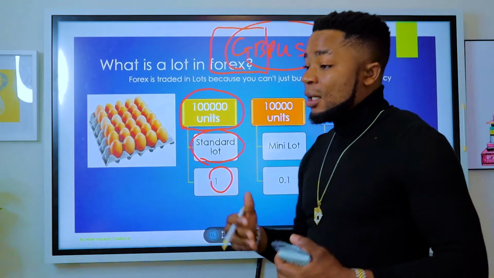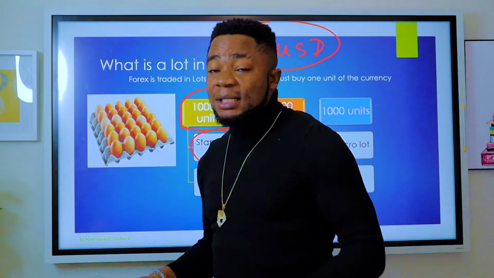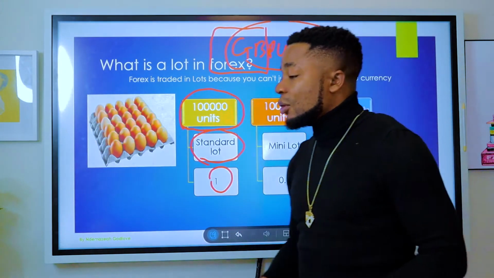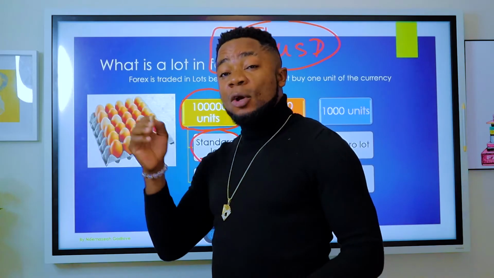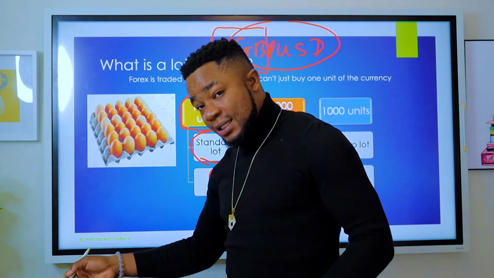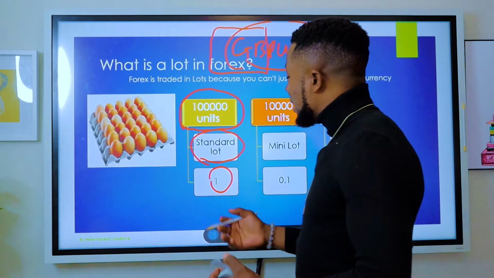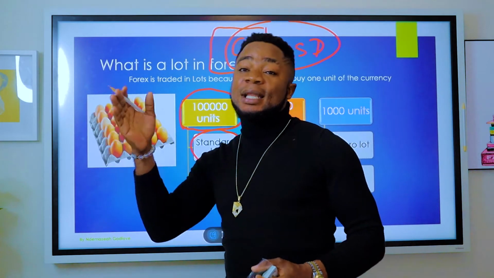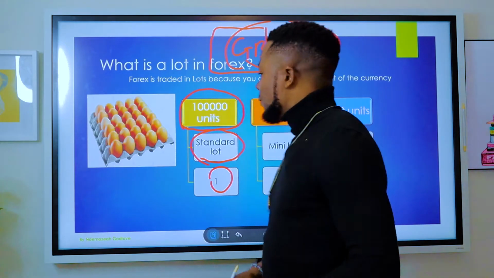And if it's something like USD Japanese yen, and the person says today I'm trading the standard lot, it means the person wants to buy 100,000 units of USD. So when you are talking in terms of a standard lot, you are buying 100,000 units of the base currency in that currency pair. All right.